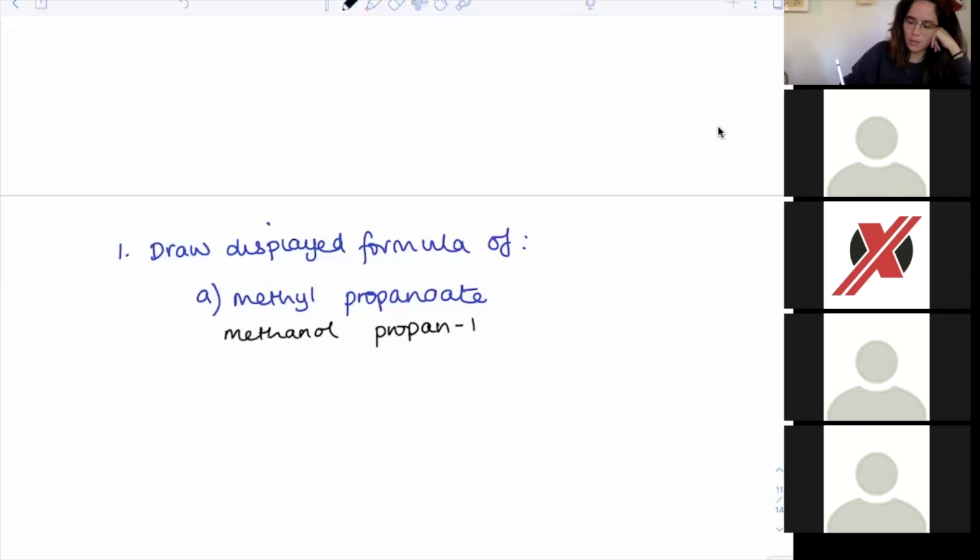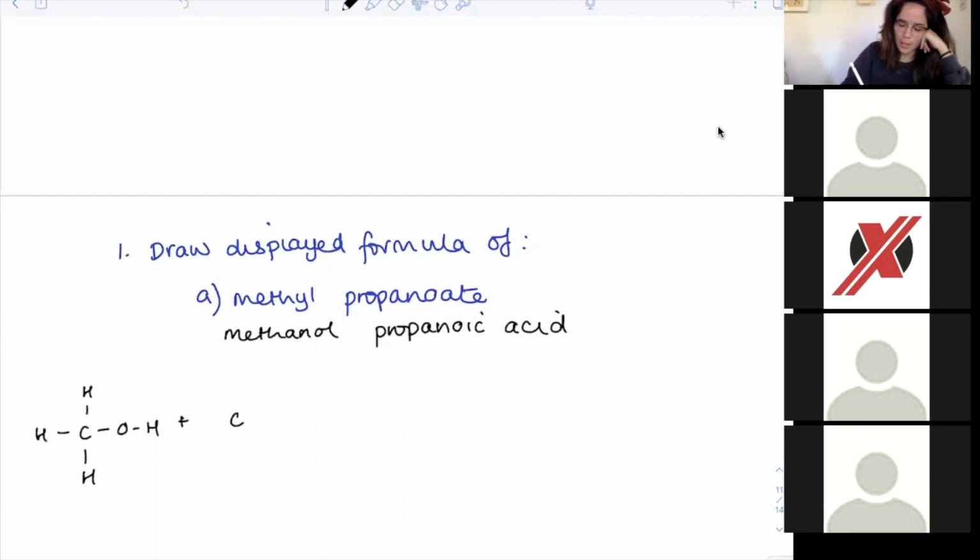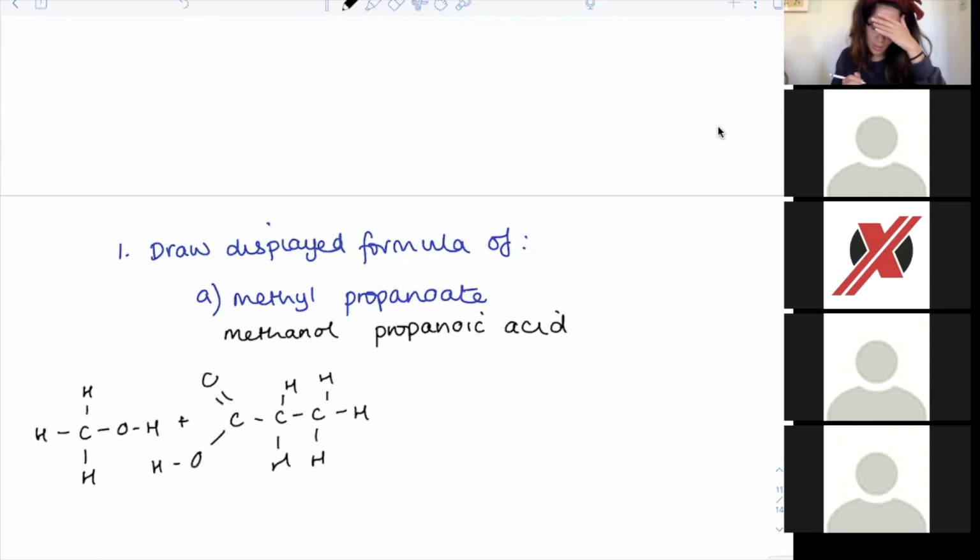Sometimes words look weird to me. So let's draw those two starting compounds. So methanol, 1 carbon, there's your OH functional group. Your propanoic acid, 3 carbons in a line. And so really what this question is asking about is drawing the display formula of the ester which would be produced.